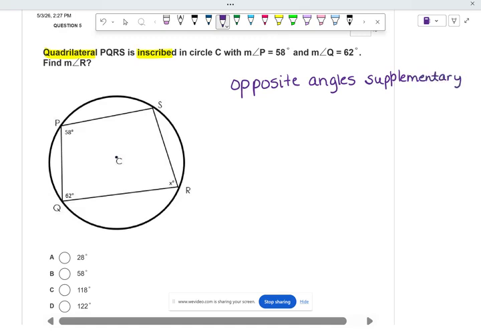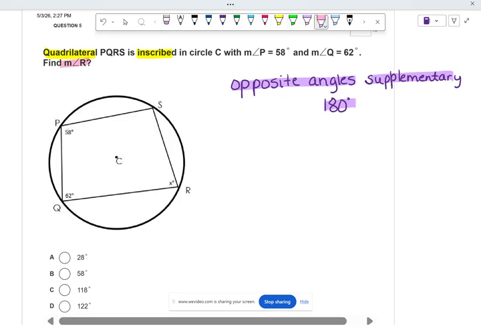Please ask yourself, what number do you think when you see supplementary? Hopefully you thought, yeah, I think 180. Okay? Supplementary, 180. So opposite angles add up to equal 180. All right, let's see. They want measure of angle R.